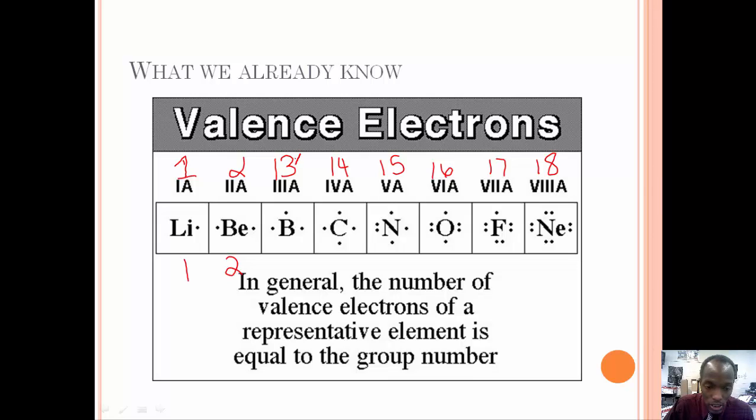Once you get to the double digits, you look at the second digit. So all the elements in group 13 have 3 valence electrons. For 14, 4 valence electrons. For 15, 5 valence electrons. For 16, 6 valence electrons. For 17, 7 valence electrons. And for 18, 8 valence electrons. So this is the electrons on the outside.